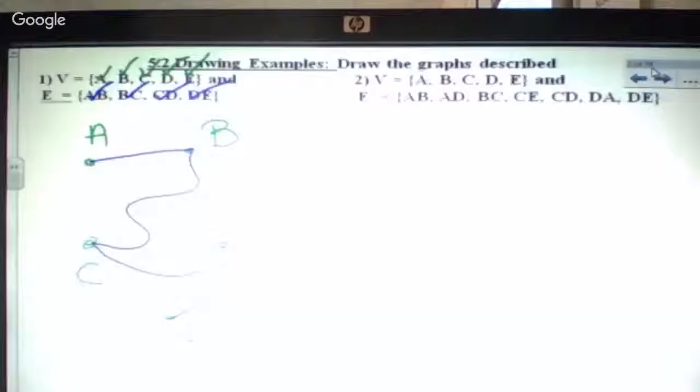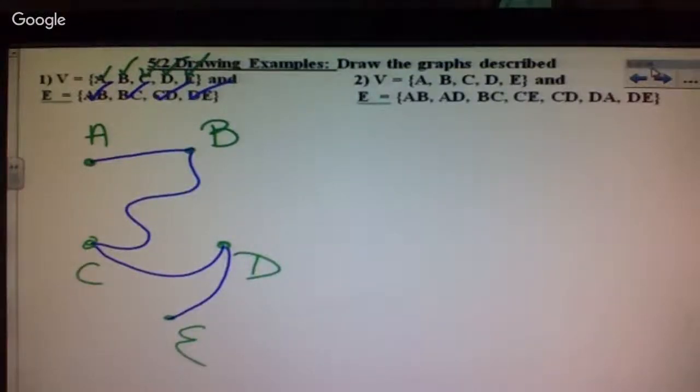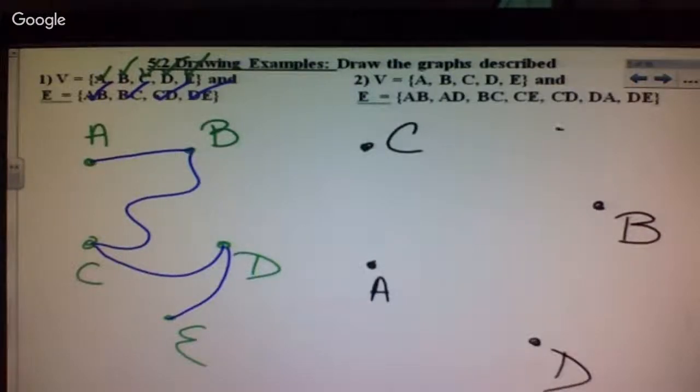Okay. So, number 2, we start with those same 5 vertices. You can put them in different positions now. So we got an A. I'm going to put my B over here. I'm going to put my C up here. I like to go a little crazy with it. I like to make it fun. It doesn't matter where your points are. You just have to have all 5. A's there, B's there, C's there, D's there, E's there. Check.